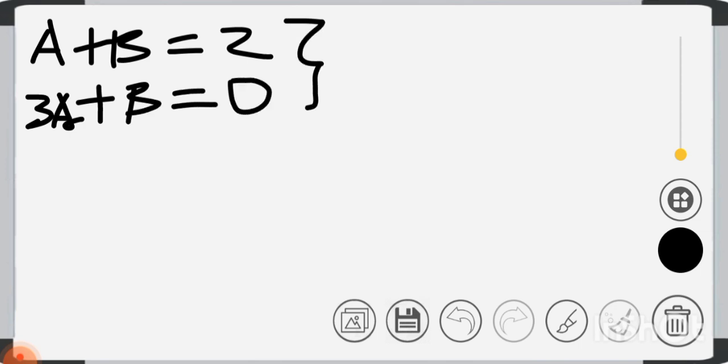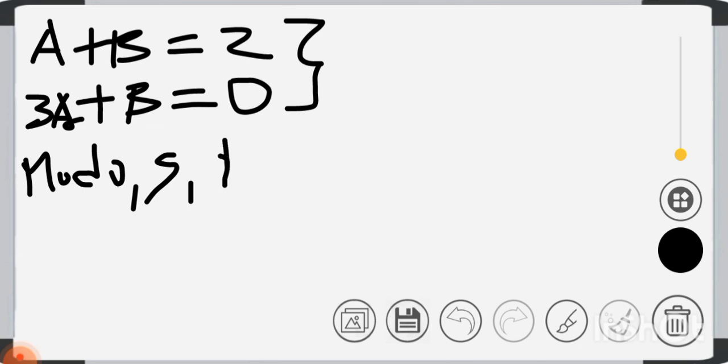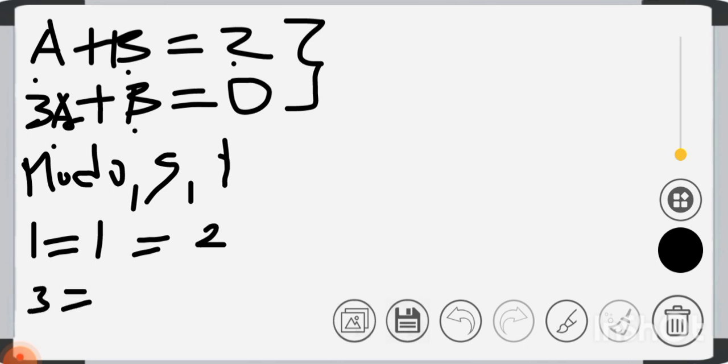Now you can use your calculator to solve this by pressing mode 5 1. You just see where to put the coefficient of a, b, and the constant. The coefficient of a is 1, press equal to. Put b, press equal to. Press the constant 2. The coefficient of a in the second one is 3, press equal to. For b is 1, press equal to. The constant is 0, then press equal to twice. You have the answer for both a and b. So that's how you do it with your calculator.